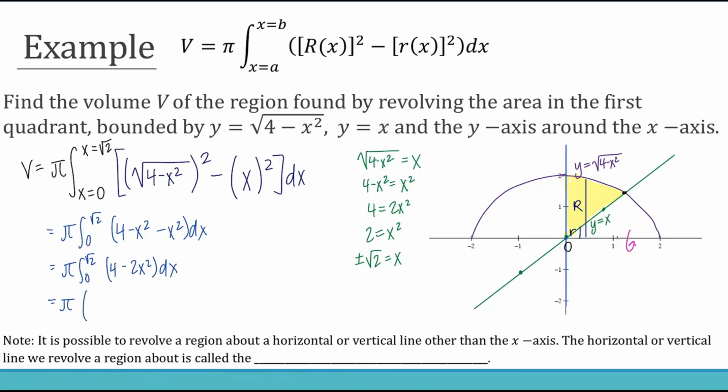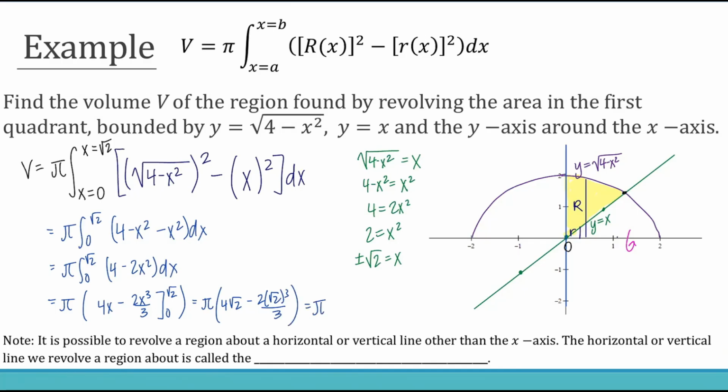We're looking at 4x minus 2x cubed over 3 evaluated from 0 to the square root of 2. Now thankfully on this problem, plugging in 0 into each of these terms will just get rid of those terms. So we're really just thinking about plugging in the square root of 2. So I have pi times 4 rad 2 minus 2 rad 2 cubed over 3.